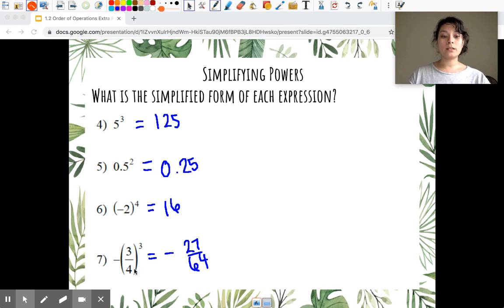The last one, the fraction is in parentheses, but the negative is not. So since the negative is not in parentheses, my answer is going to be negative no matter what. 3/4 doesn't reduce, so I know that whatever answer I get after I cube each of these numbers, this will also be reduced. 3 cubed should have given you 27, and 4 cubed should have given you 64.